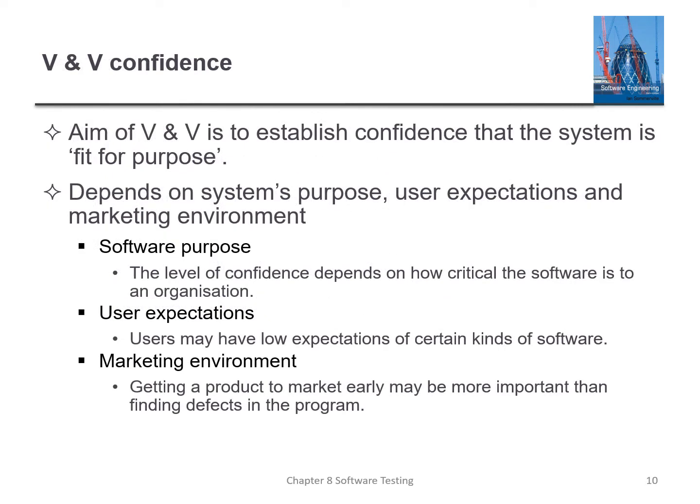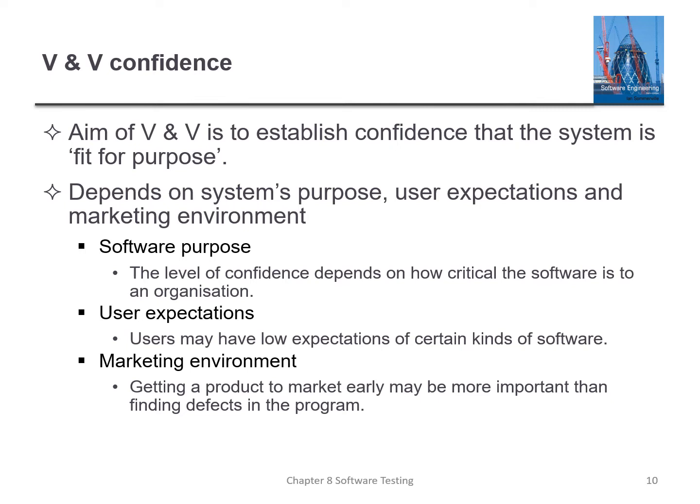So normally we call it V and V. V and V is to establish confidence that the system is fit for purpose. So it is not only following what was agreed between the user and the developer, but it is also what the users want. And all this depends on the system purpose. What is the purpose of the system? What is the user expectation? And also the marketing environment.